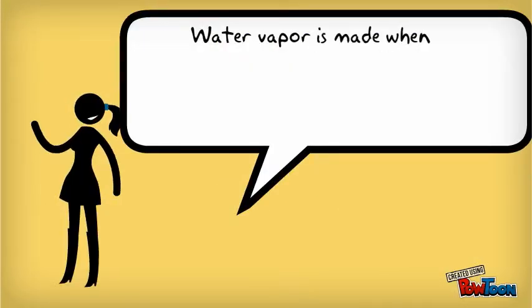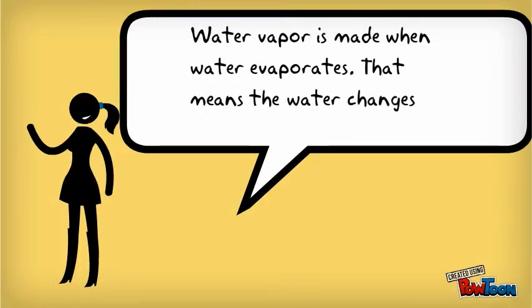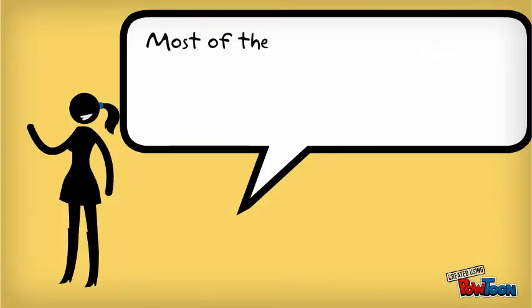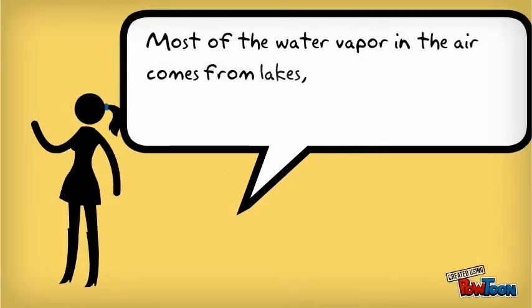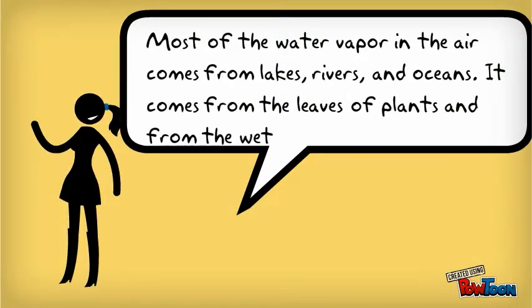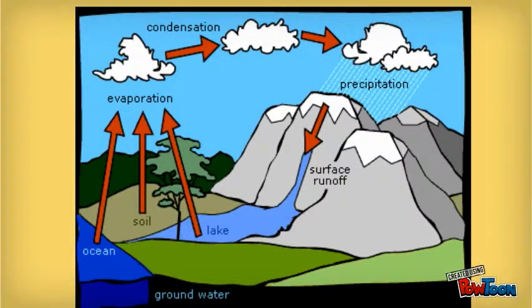Water vapor is made when water evaporates. That means the water changes from a liquid to a gas. Most of the water vapor in the air comes from lakes, rivers, and oceans. It comes from the leaves of plants and from the wet ground. Study the diagram to see the cycle from ground to sky, back down to the ground.